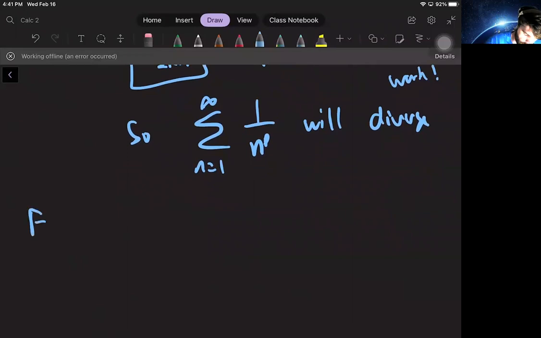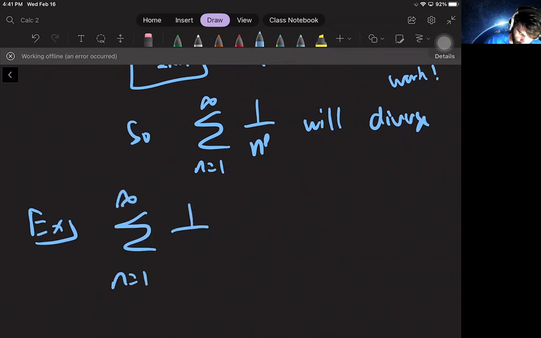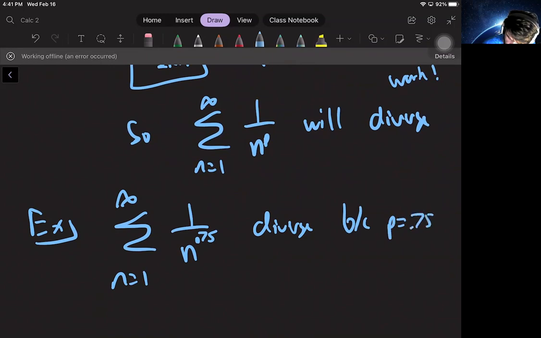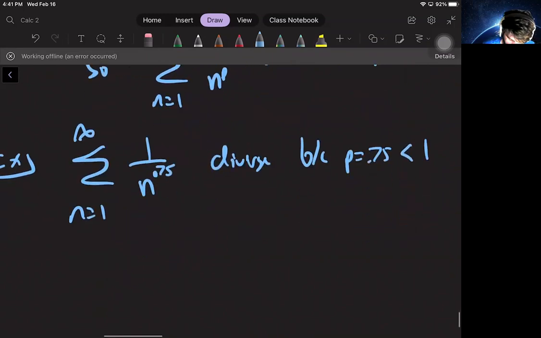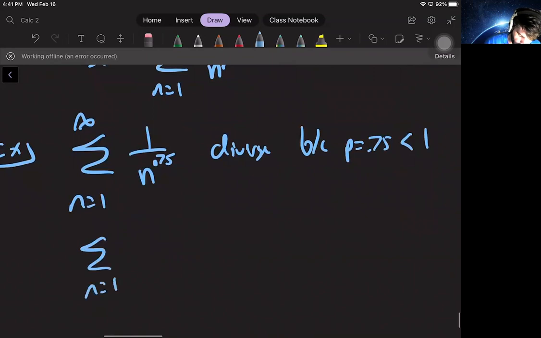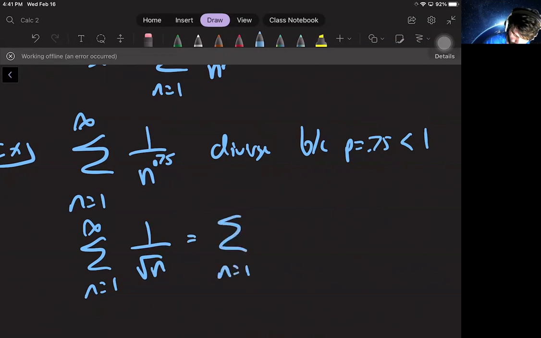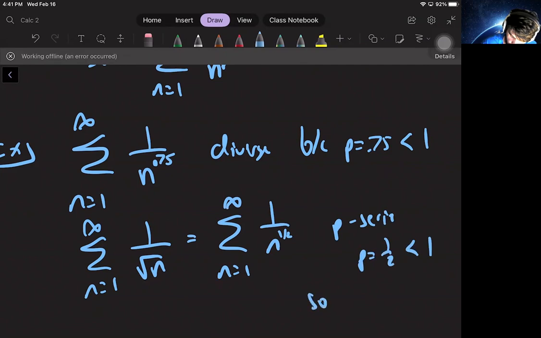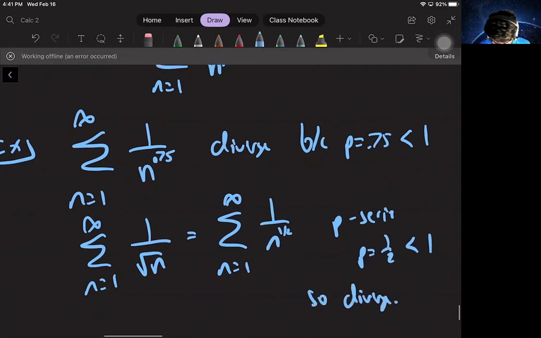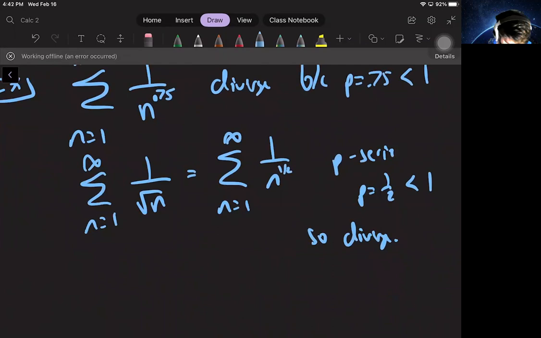So now you can do these types of problems very quickly. Now you can say this guy, if I do like 0.75, that will diverge because p is 0.75. This is a p series, that's less than 1. The only tricky one is things like this. The square root, you have to remember that that's actually a 1/2 power. And so this is still a p series with p being a half, which is less than 1, so it'll diverge.